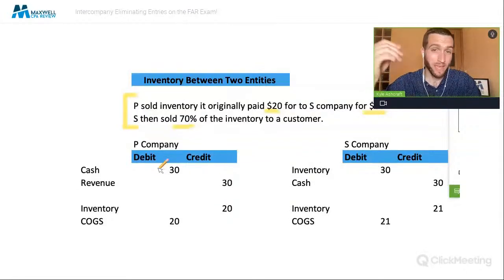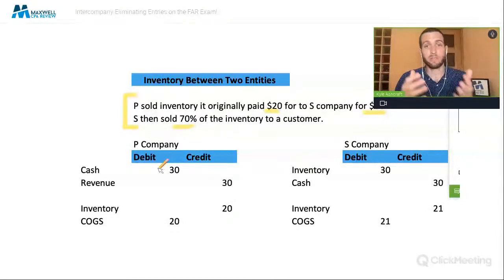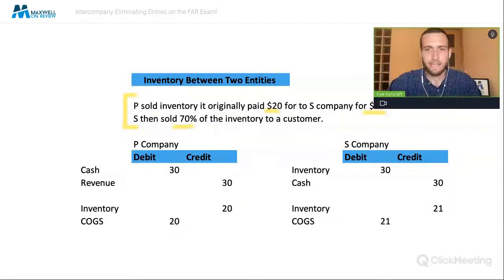Okay, so they originally paid $20 for this inventory. So when they initially bought it, it would have been credit cash, debit inventory for $20, right? And so then when they sell it, you have to get rid of the inventory, and that's where you expense it for cost of goods sold. Get rid of the inventory, the credit for inventory, and then debit cost of goods sold expense for 20. That part makes sense, I hope.